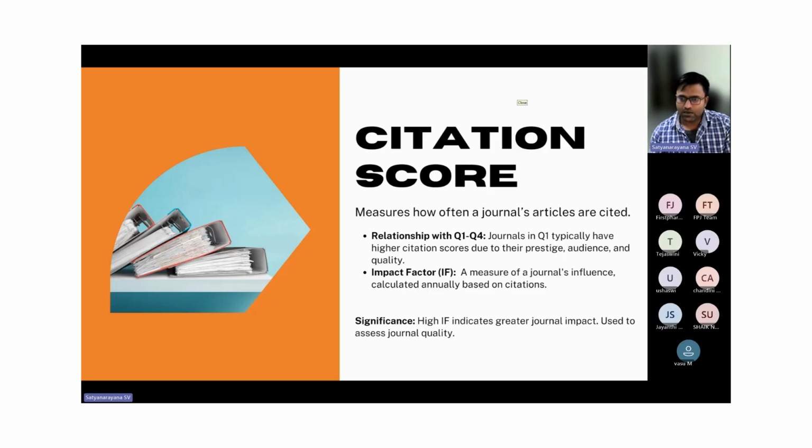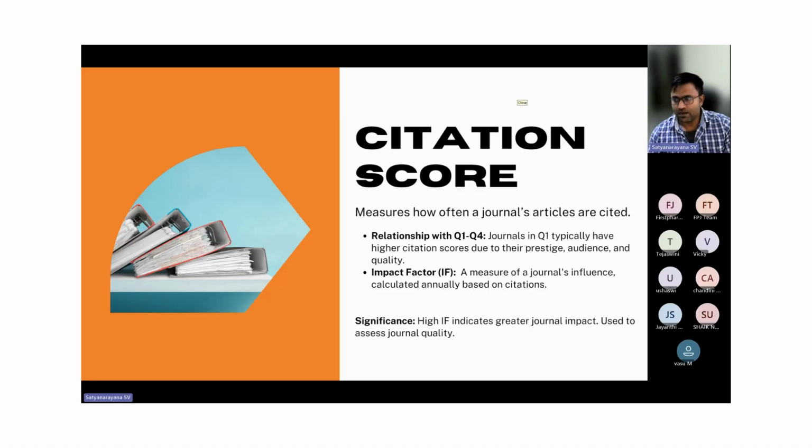Almost SCI indexing will get more credibility with high citation scores, and Scopus may be very less. Next, the second thing is the impact factor. Some journals, although they are SCI indexed, don't have the impact factor, but some journals have the impact factor. Usually you see the impact factor for Q1, Q2 journals only, not Q3, Q4.